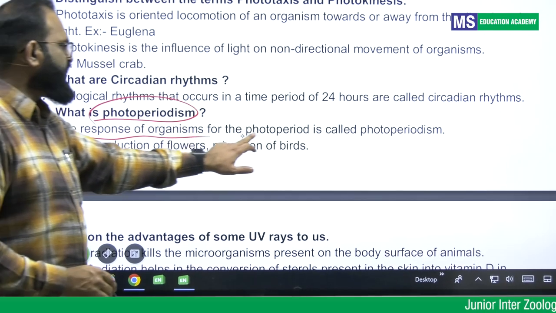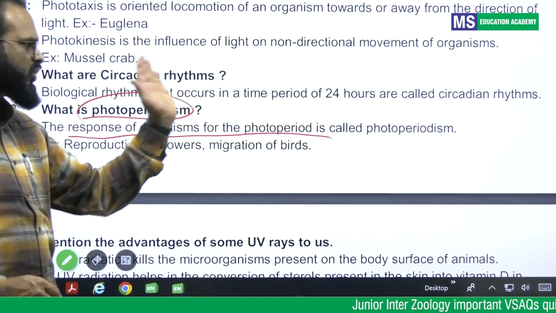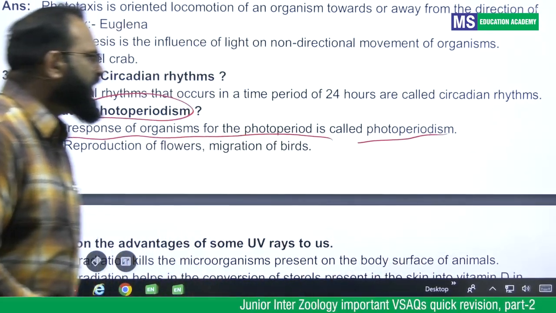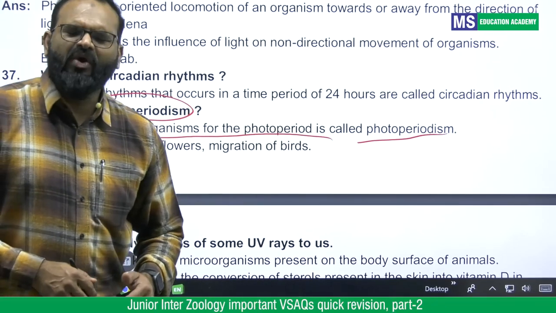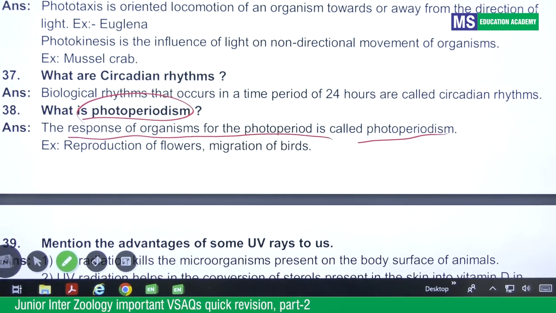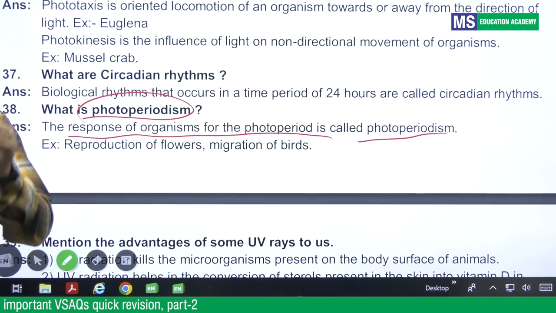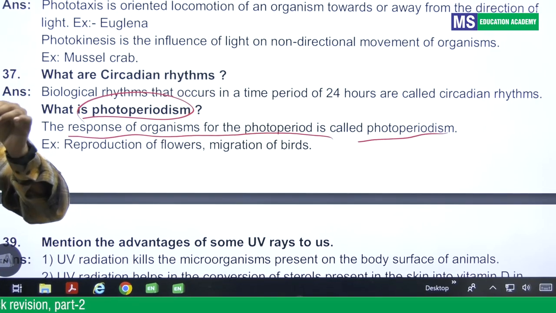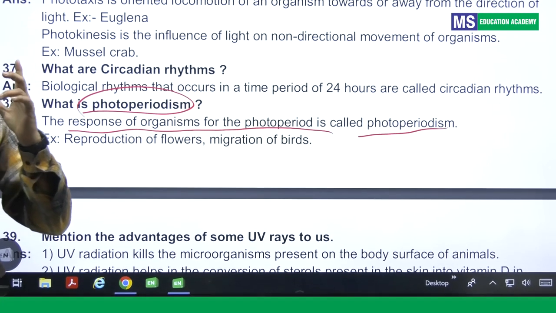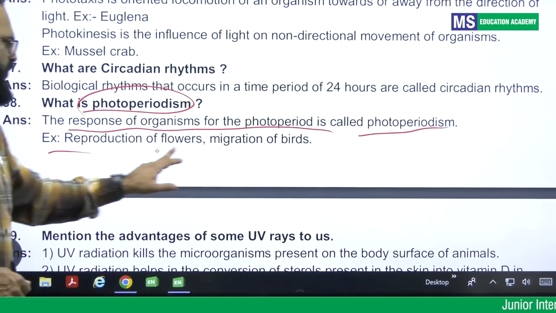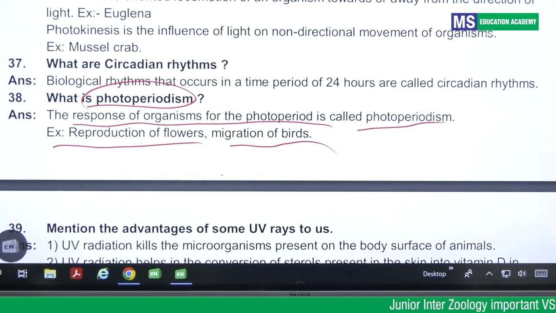What is photoperiodism? The response of organisms for the photoperiod is called photoperiodism. What is photoperiod? Photo means light. Period, the time taken from sunrise to sunset. Photoperiod. Example, reproduction of flowers, migration of birds.